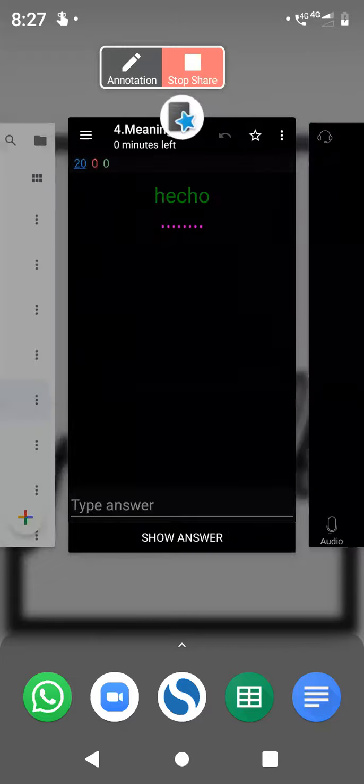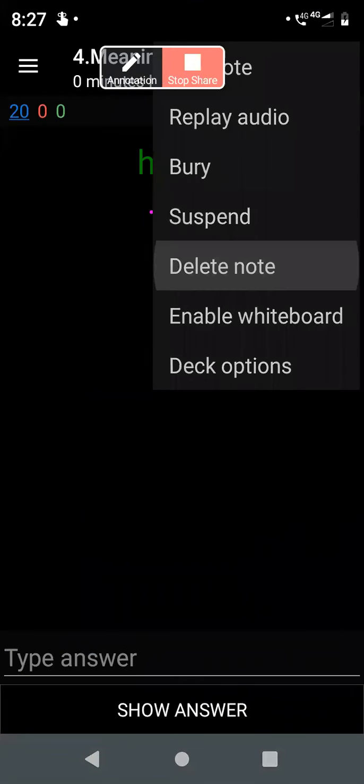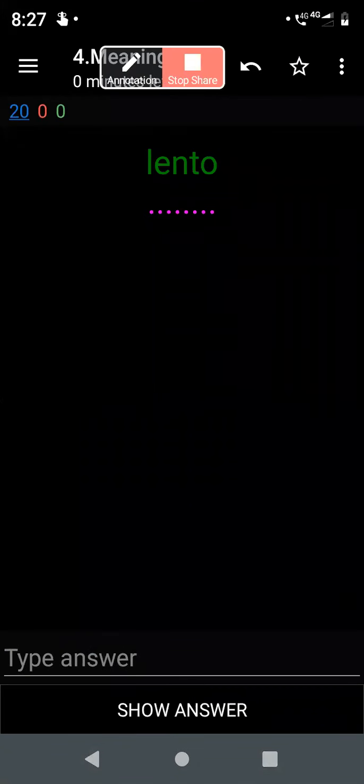The next one is, let's see. It's unbelievable. I've been working with this same deck forever. I've been working with this every single day, and I don't seem to run out of words ever.